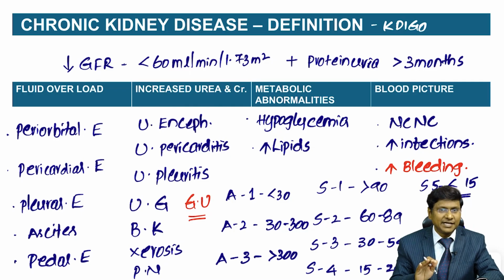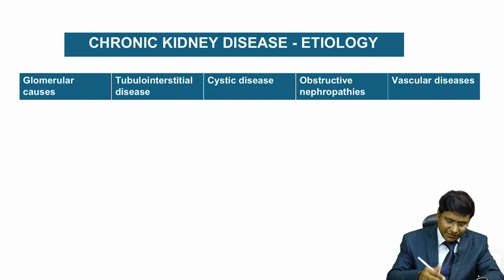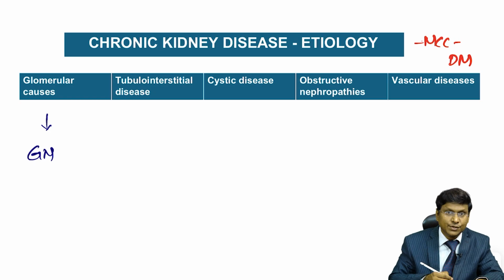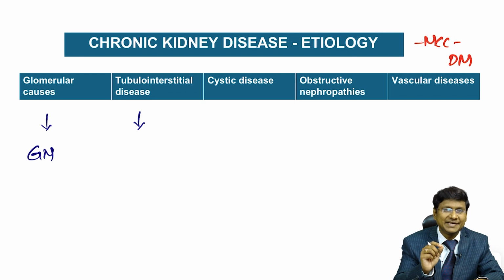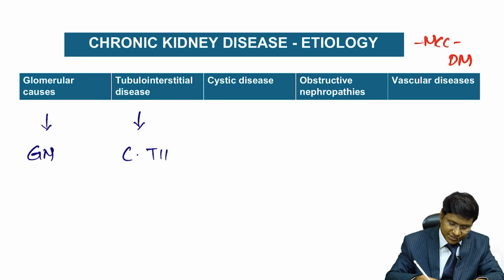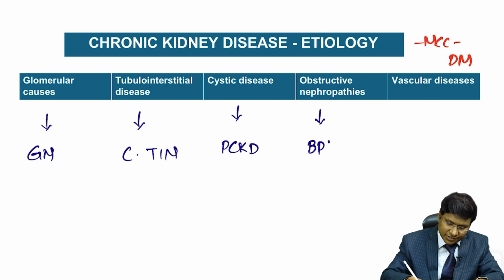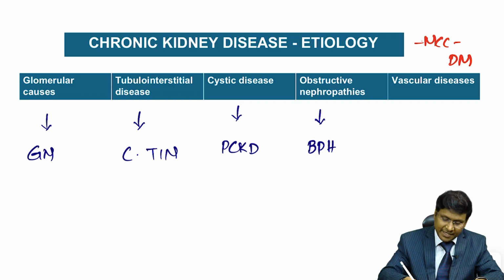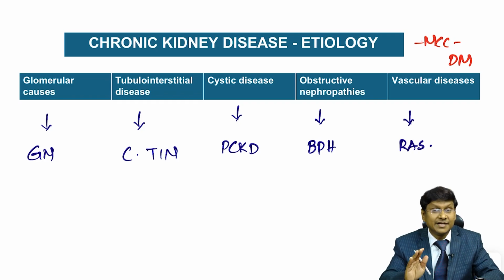And the next important thing that you need to be completely aware of is the etiology. So if you take the etiology, the most common cause for chronic kidney disease will be diabetes mellitus, followed by the glomerular diseases, that is glomerulonephritis, and tubulointerstitial pathologies, that is chronic tubulointerstitial nephritis. And cystic diseases include polycystic kidney disease, and obstructive nephropathies include benign prostatic hyperplasia. Actually, benign prostatic hyperplasia will cause postrenal acute kidney injury, but if the same benign prostatic hyperplasia is neglected for a prolonged period of time, the acute injury can turn into chronic kidney disease. And vascular diseases that can cause chronic kidney disease include renal artery stenosis.